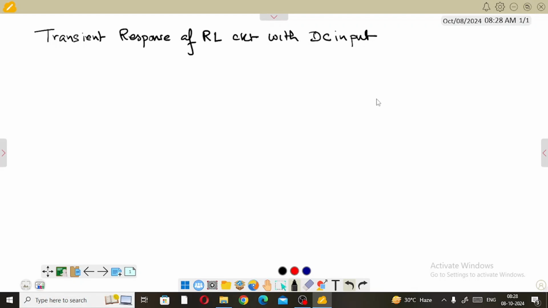So first of all, my topic today is transient response of RL circuit with DC input. So first of all, I will draw the circuit. This is an R and L, and I will apply a DC input here.